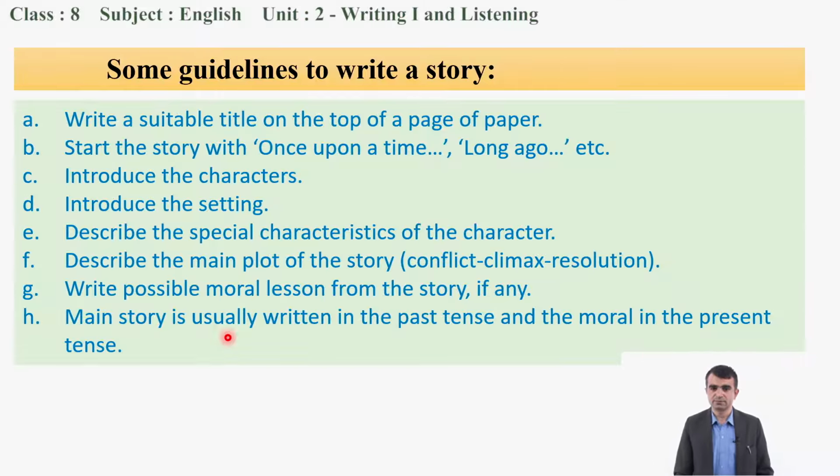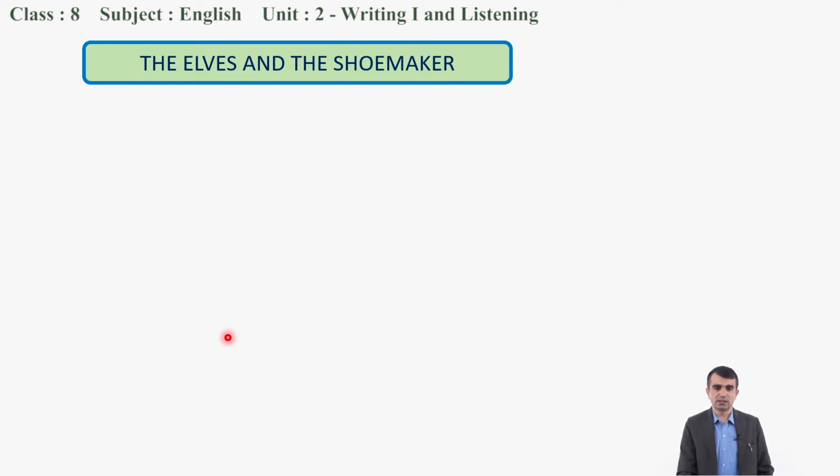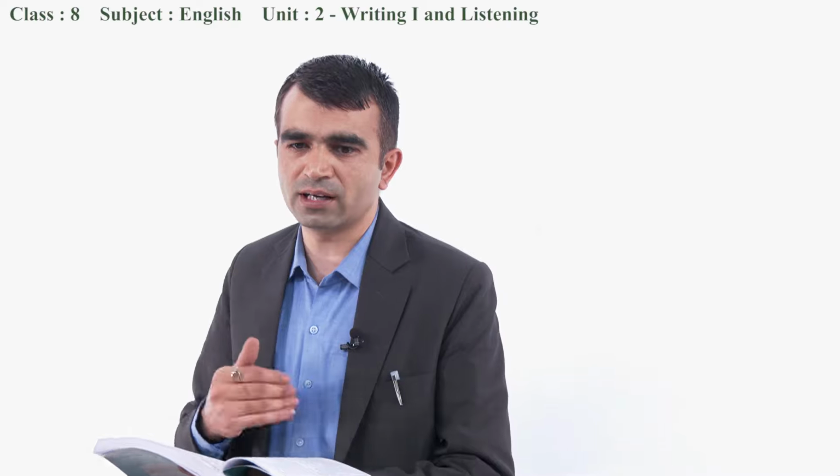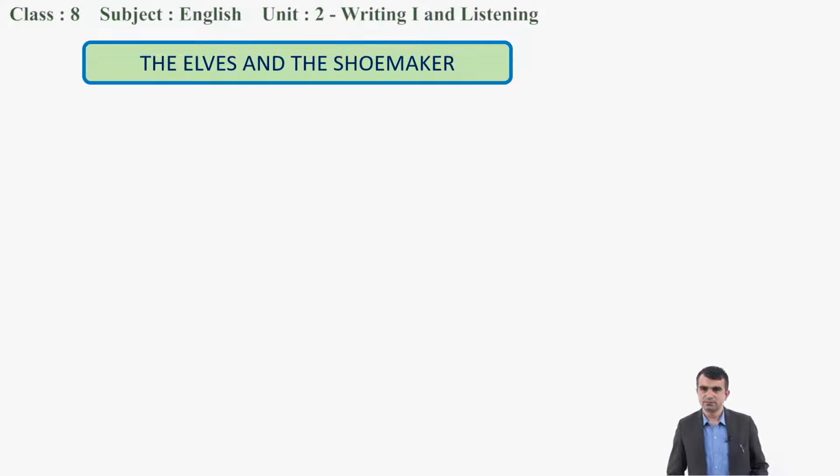Now see here, this is the title. Can it be a title for the previous outline, the outline given in your book? Yes, there is a story outline given, is it? Now, "The Elves and the Shoemaker", I have written this title. Is it appropriate? If you find some other suitable title, that is also okay. Now I start writing this way, once upon a time.